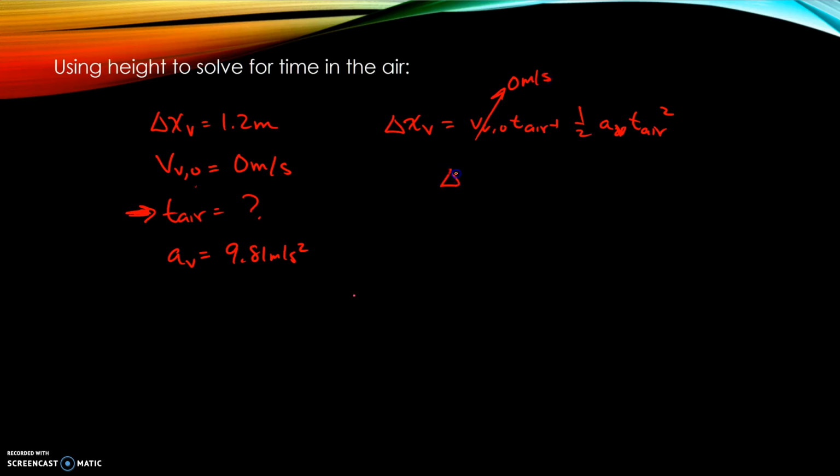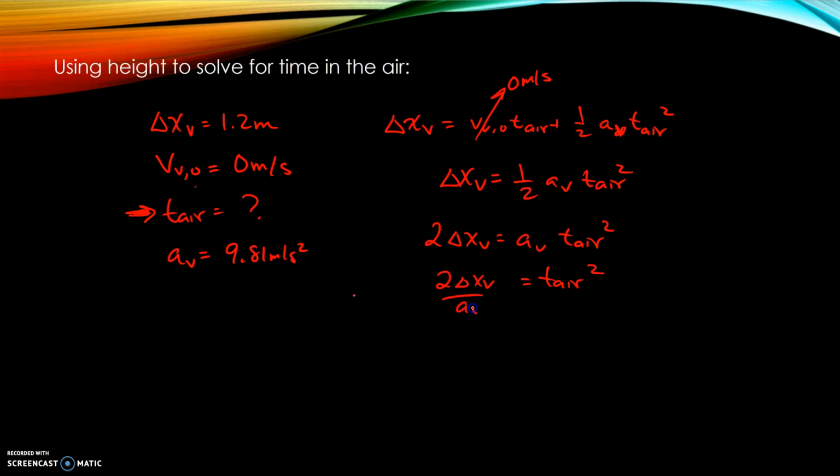That's going to drop out, and this will become delta x_v is equal to 1/2 a times time in the air squared. I'm going to do some algebra here, so I'm going to multiply both sides by 2. I know how much you guys love when I work in variables, but it's so much nicer than having to plug numbers in right away. I'm going to solve for the time in the air. So time in the air squared is going to be 2 delta x_v divided by a_v, and then take the square root of this.